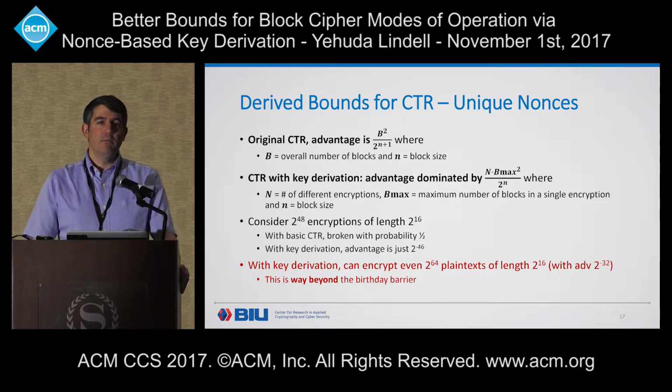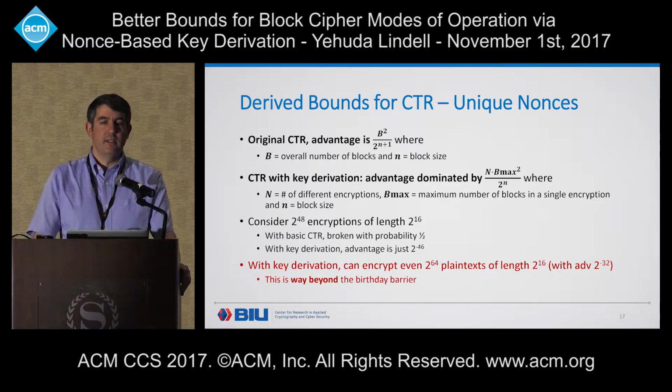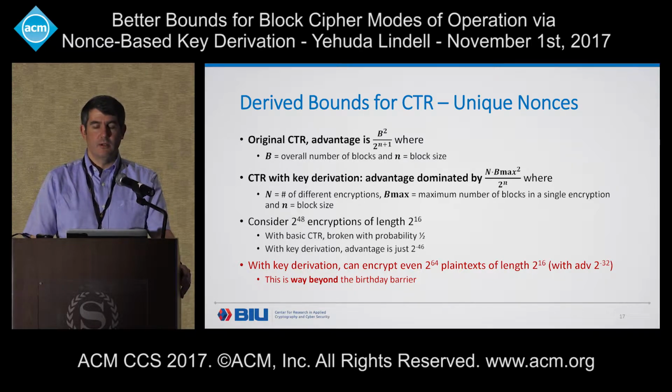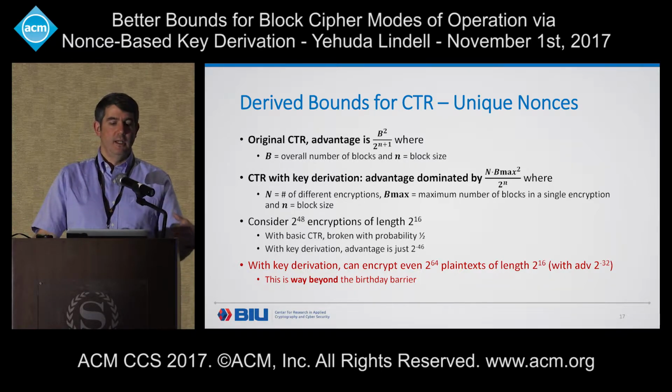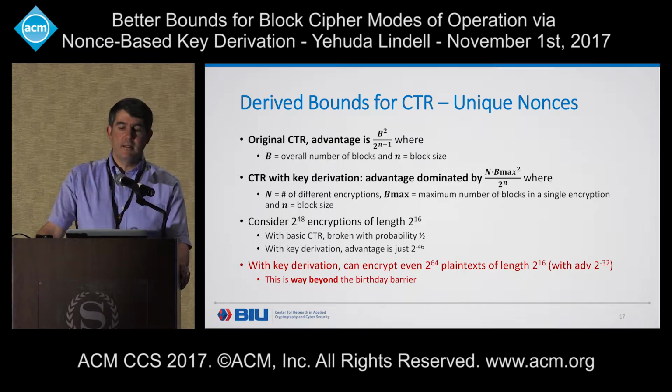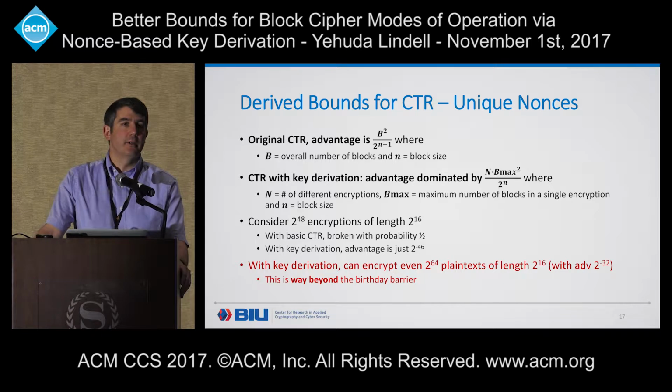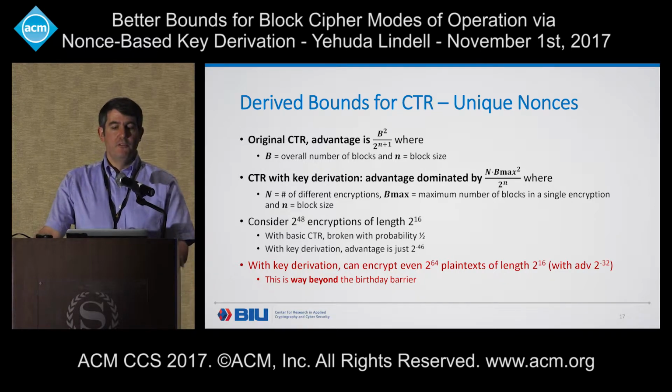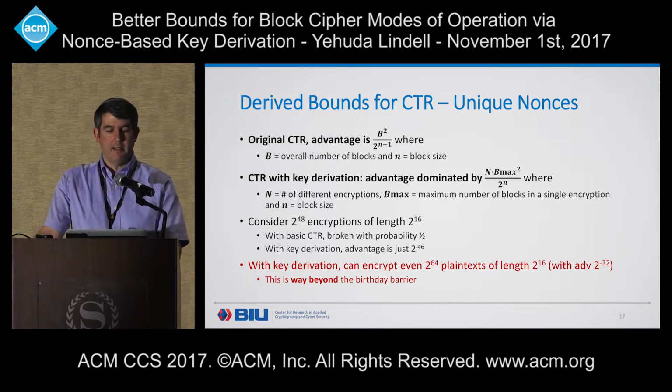With our Countermode with key derivation using our method, the bound changes to n times b max squared divided by 2 to the n. So what does this mean? n is the number of different encryptions, the number of different messages being encrypted. And b max is the maximum number of blocks in any single encryption. Okay, so we move from b squared to this n times b max squared.